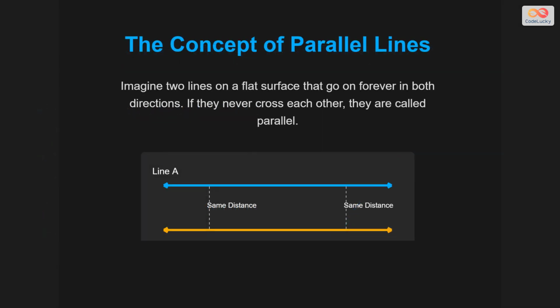Another important idea for our topic is parallel lines. Two lines are parallel if they are always the same distance apart and never, ever intersect, no matter how far they are extended. Think of them as railroad tracks that run alongside each other forever without crossing.